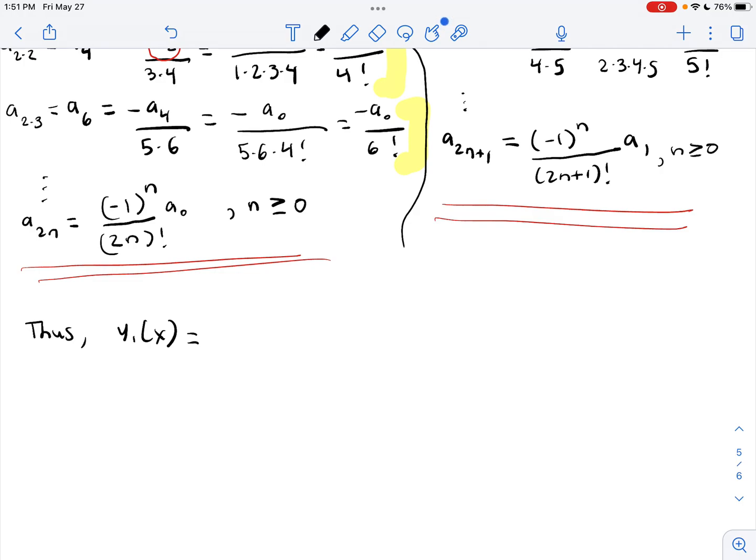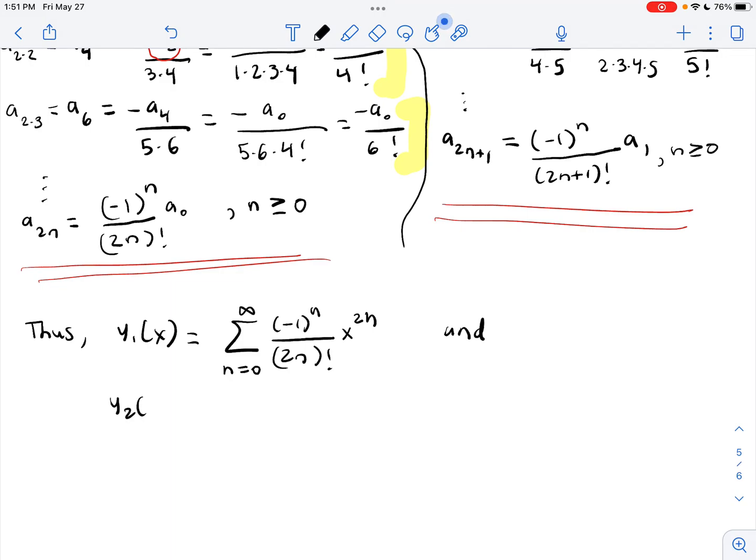y1 of x, our first set of solutions. Remember, these are true for arbitrary constants. So if you let a naught be 1 and a1 be 0, you get only the even terms and not the odd terms. So y1 of x is going to be just the evens. It's going to look like this: negative 1 to the n over 2n factorial times x to the 2n. Just the even terms.